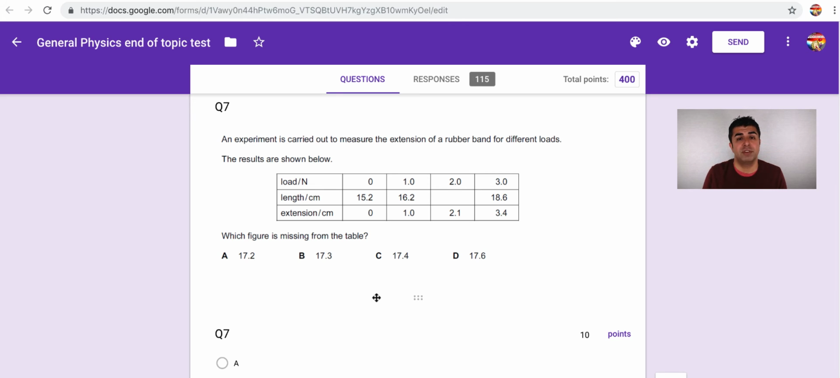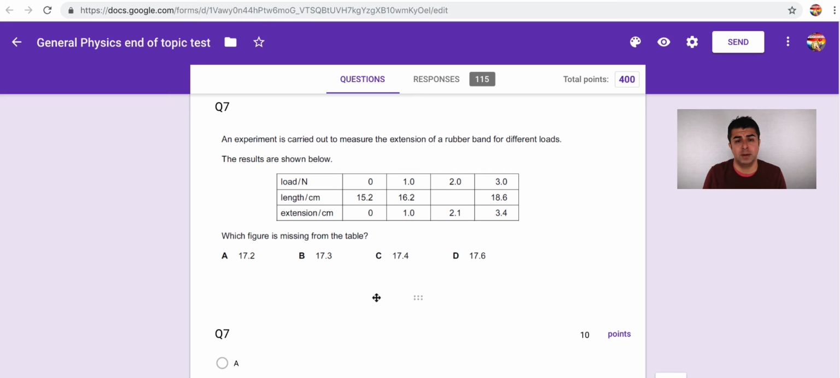Now here what they've done is they've given you the force or the load, and they've given you all the extensions, and you've got a length that is missing. Now remember, extension is new length minus the original length. So once again, extension is the new length minus the original length.